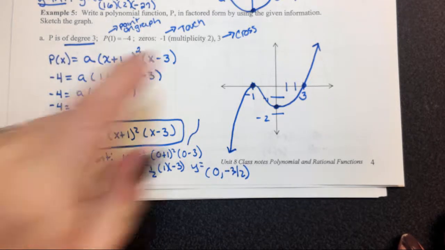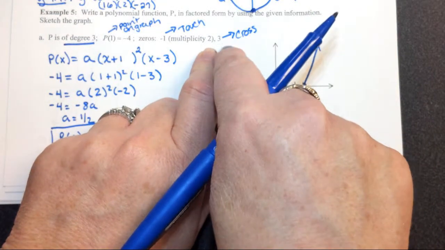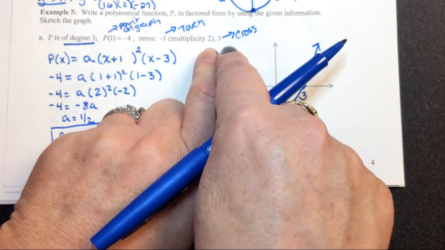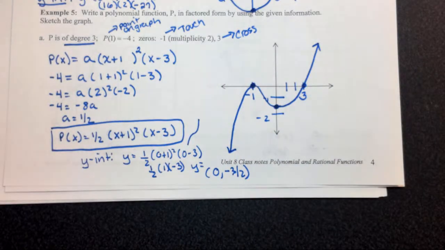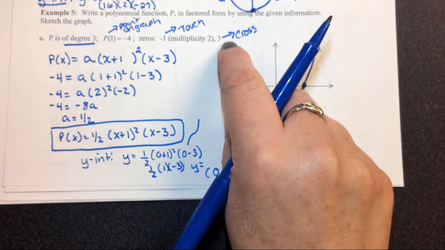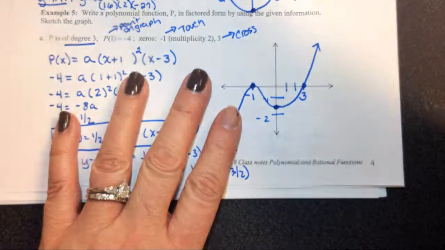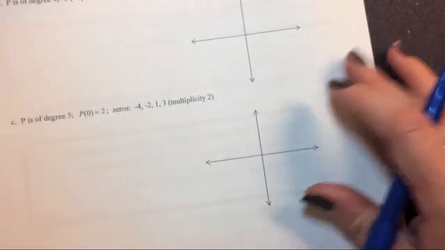Okay, because if this had a multiplicity other than 1, they would let you know. So any time it's a multiplicity of 1, it crosses straight over. It's only if the multiplicity was greater than 1, and an odd power. So if this was a multiplicity of 3, 5, 7, 9, etc., then you cross it. Okay. So any questions on example 5? Let's take a look at the next one.